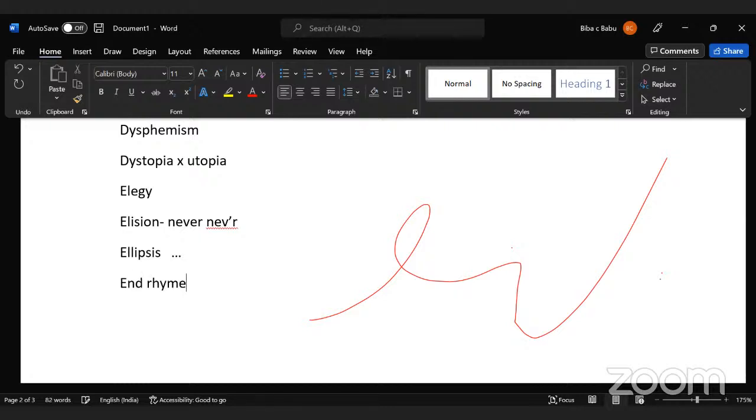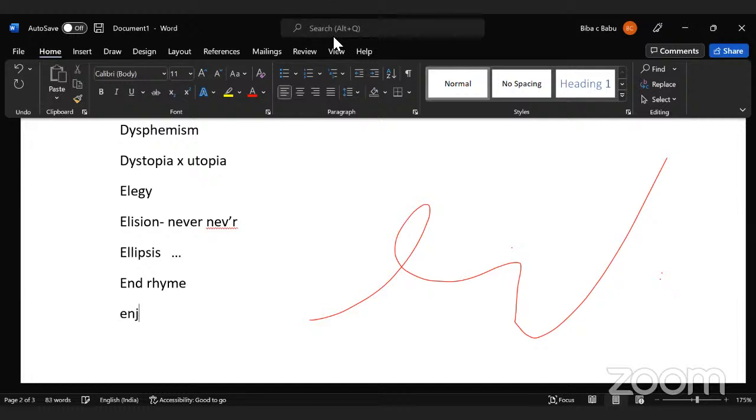Next is end rhyme. End rhyme is a rhyming word at the end of 2 successive lines. At the end of 2 successive lines, there is a rhyming word. It comes at the end of the line. That is why it is called end rhyme.